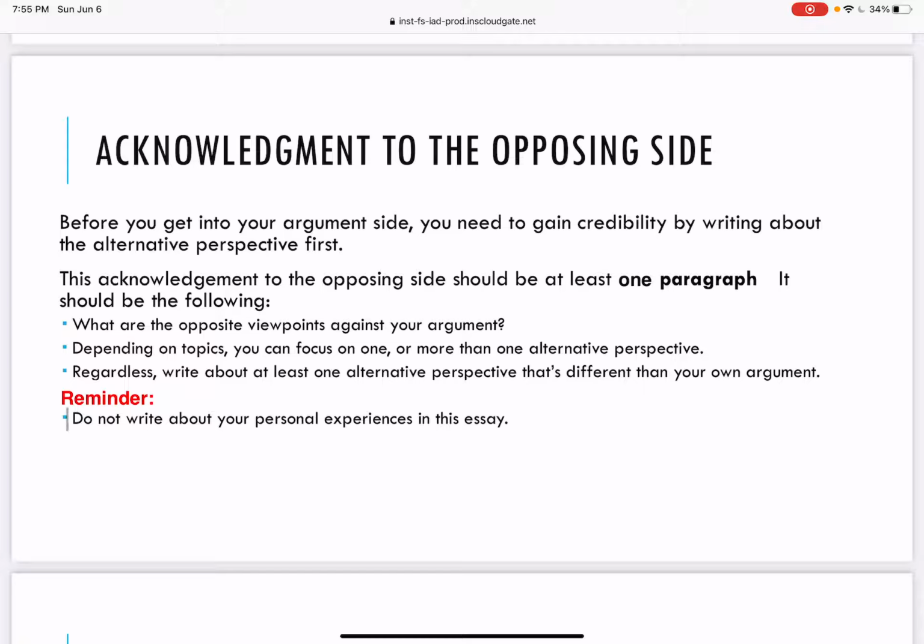Just a reminder in this essay throughout, do not write about your own personal experiences. That doesn't count as a source because it's a formal research essay. You need to validate with published sources and information instead of personal experience. So just keep that in mind. Normally, you would find a source to validate the opposing side, but with the interest of time and since it's summer school, you don't need a source in this paragraph. I just want you to share what a different perspective is about your topic.